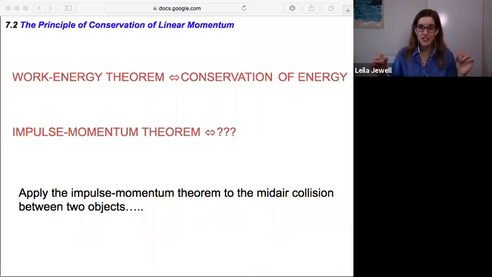And in physics, if you hear a quantity is conserved, that's a big deal because it gives you a really powerful analysis approach to solving all kinds of problems. So to investigate this, we're going to apply the impulse momentum theorem to the midair collision between two objects. So two things flying through the air and hitting each other. So that's what's shown on the next slide.